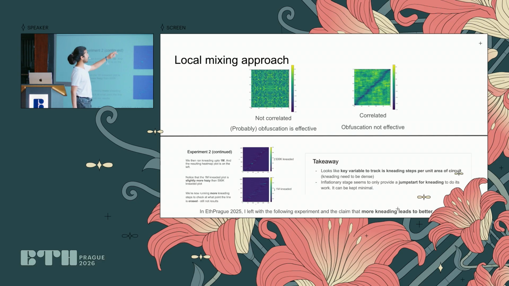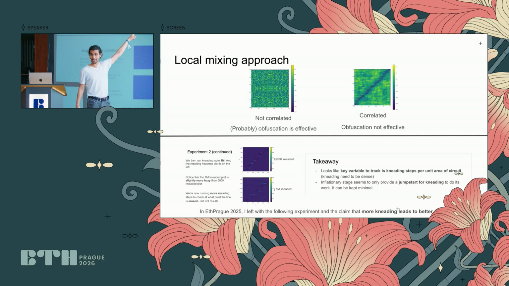Intuitively, you can think of this as what I refer to as a heat map. On the x-axis, you have the original circuit. On the y-axis, you have the obfuscated circuit. And on each axis, the graph represents the computation flow. If the computation is correlated, you would see a straight line. If the computation is not correlated, you would see something jumbled here.